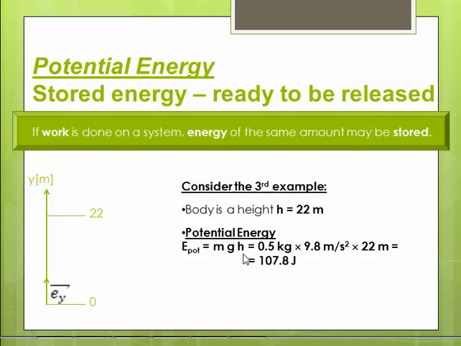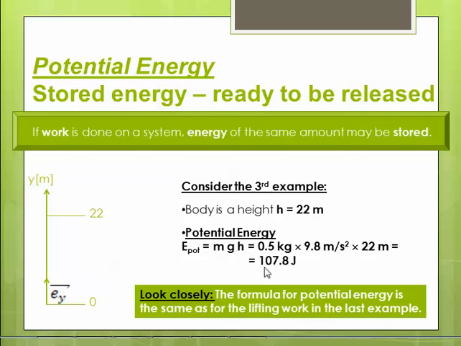Now let's put in the numbers of this example. The mass of the body was 0.5 kilograms. G is 9.8 meters per square second and h is 22 meters. Do the calculation. 0.5 times 9.8 times 22 equals 107.8. Kilograms times meter per square second times meter equals joule.